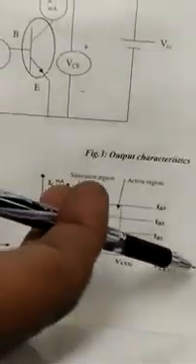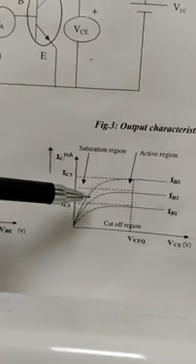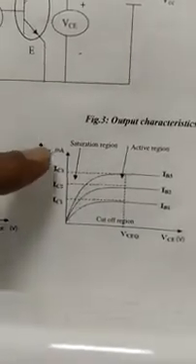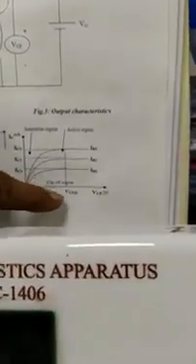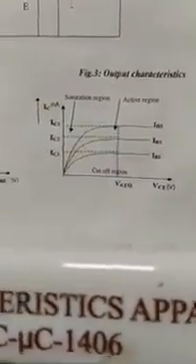After 0.2 or 0.3 values, still you are increasing to higher values. You go up to 5 volts, 6 volts, up to 10 volts also. You will get this IC value constant. There is no increment in IC even though we are increasing the VC value. That is called output characteristics.